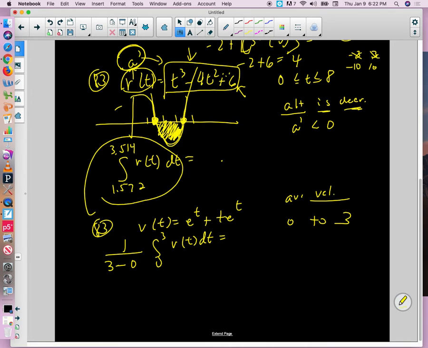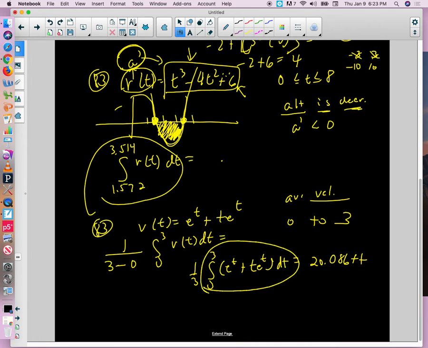So I typed all that into my calculator: 1/3 integral from 0 to 3 of e to the t plus t e to the t dt, and that gave me 20.086. This accumulation would give me feet, because if you integrate velocity, you go to distance or position, but this is during 3 minutes, so you go back to feet per minute. That's how you get your average velocity.